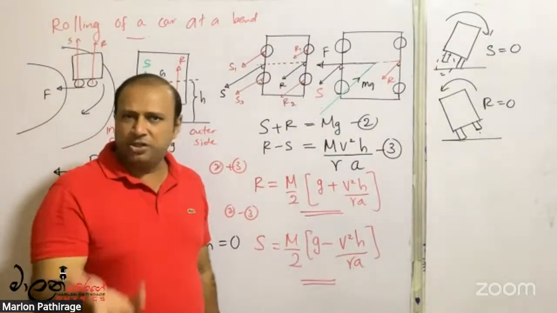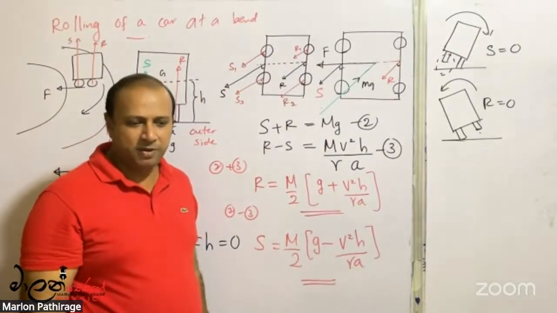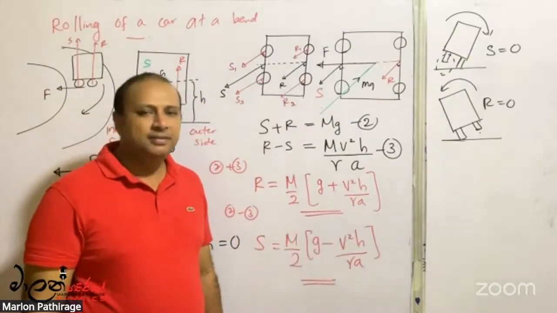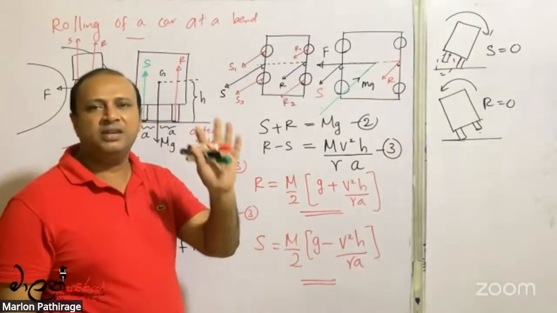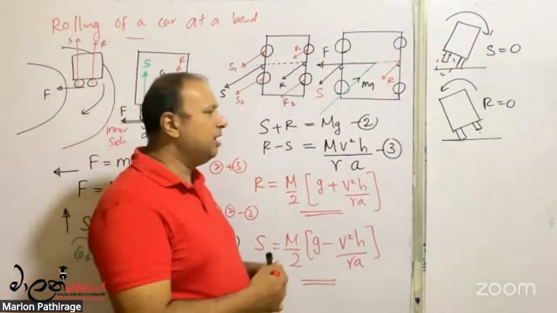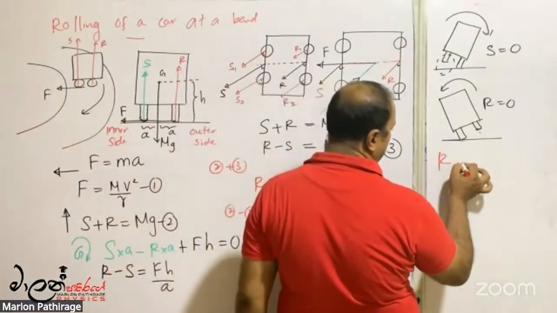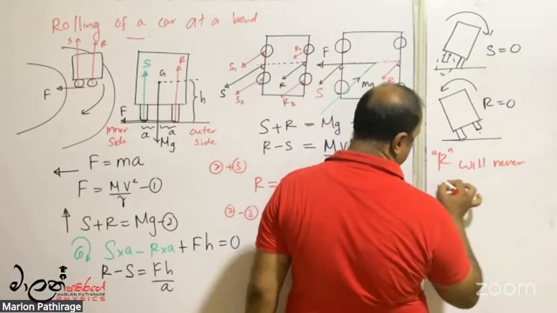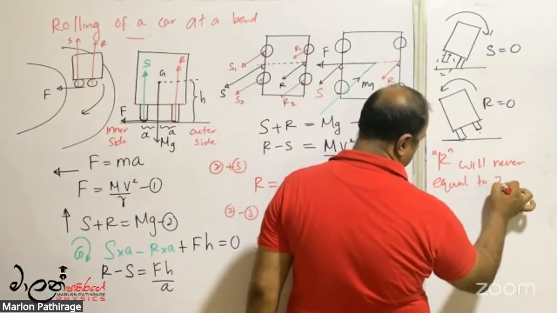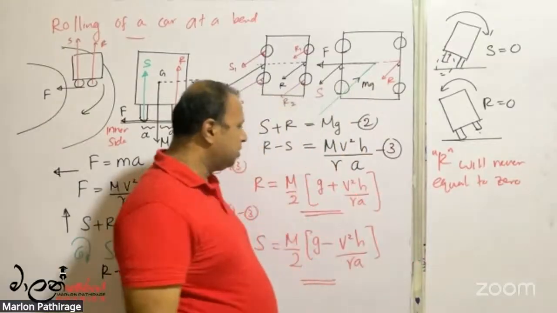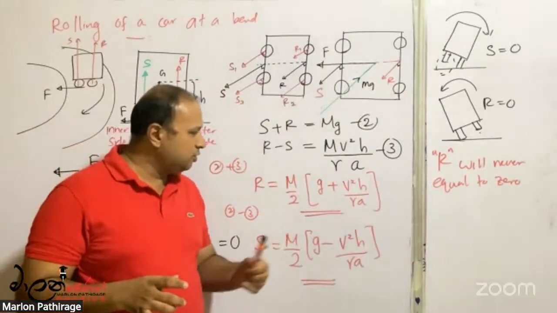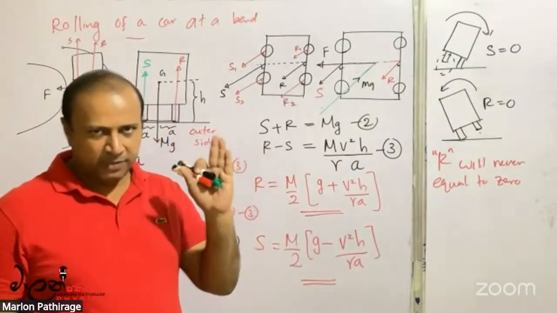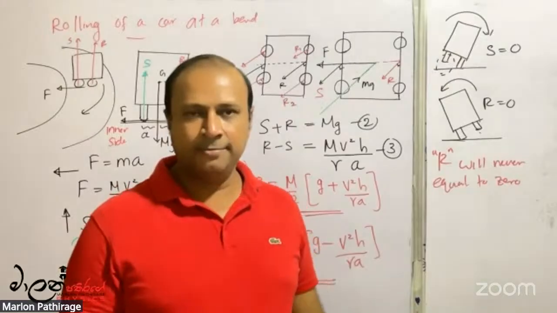V square is a positive value. H is a positive value. R, A, all are positive values. Therefore, R will never equal 0, because all these values, V square, H, R, A, all are positive. Is that clear? If you got this one, please raise the hand.